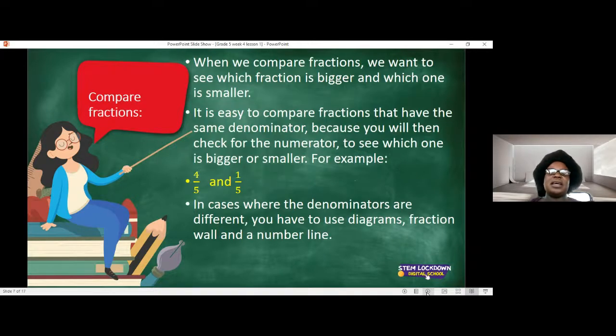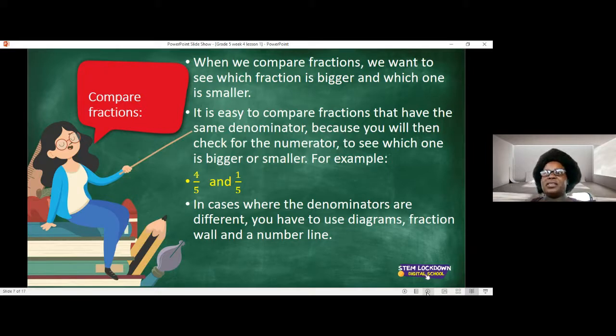So that's it about counting in fractions. You see how easy it is. If we're counting in halves, you just add a half. If we're counting in quarters, you just add a quarter. If we're counting in thirds, you just add a third. And now we look at comparing fractions.